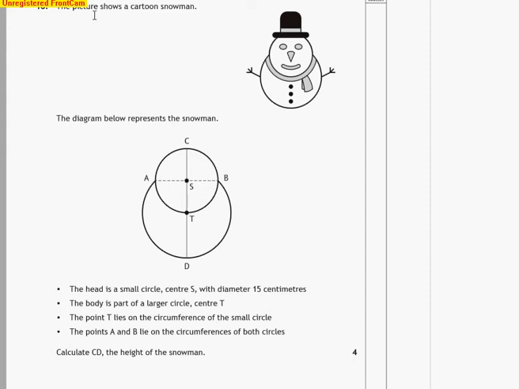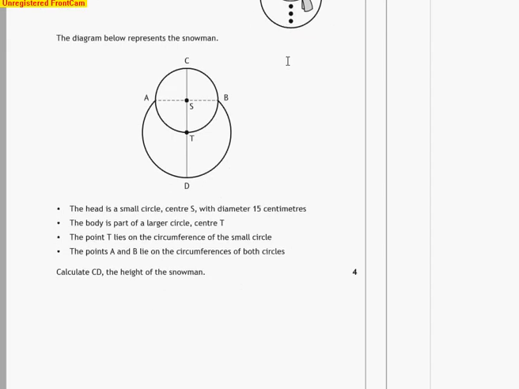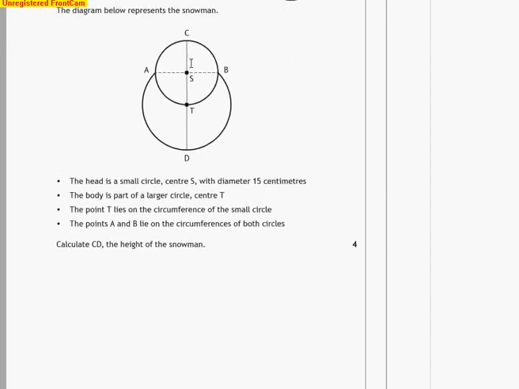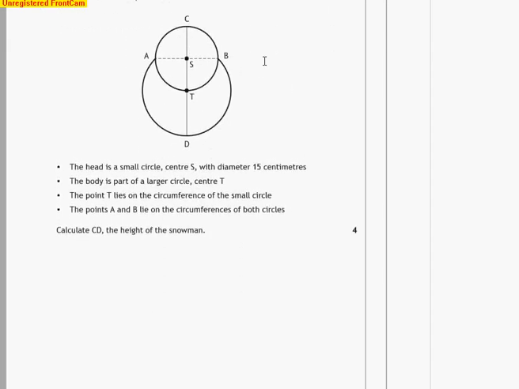So here's a snowman. We don't care. We're onto this diagram here. This is where it all matters. Let's go down here. Most of the stuff's in the diagram. The head has got a diameter of 15. That's not anything, so I'm going to write up here 15. So we know we've done that.